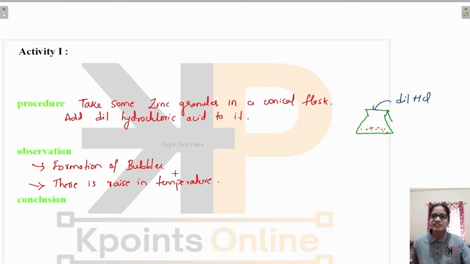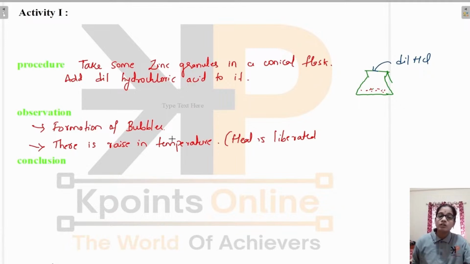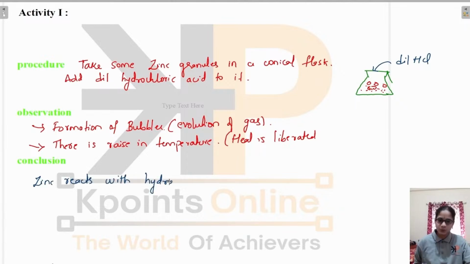How do you observe the rise in temperature? Just by touching the flask, you can observe that it has become warm, which indicates that heat is liberated. Formation of bubbles shows that there is an evolution of gas, because of which there is a formation of bubbles here. Then why has it happened? Because zinc has undergone a chemical reaction with hydrochloric acid to form zinc chloride and hydrogen gas.